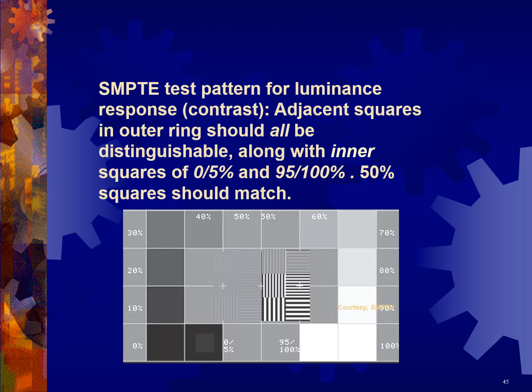All right, so your SMPTE test pattern for luminance response for measuring contrast, adjacent squares, and the outer ring should all be distinguishable, along with inner squares of 0 to 5% to 95 to 100%. Okay. 50% of the squares should match.